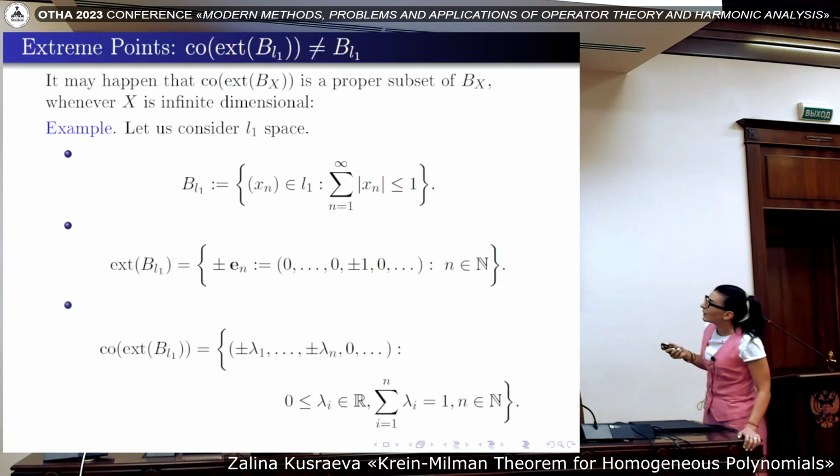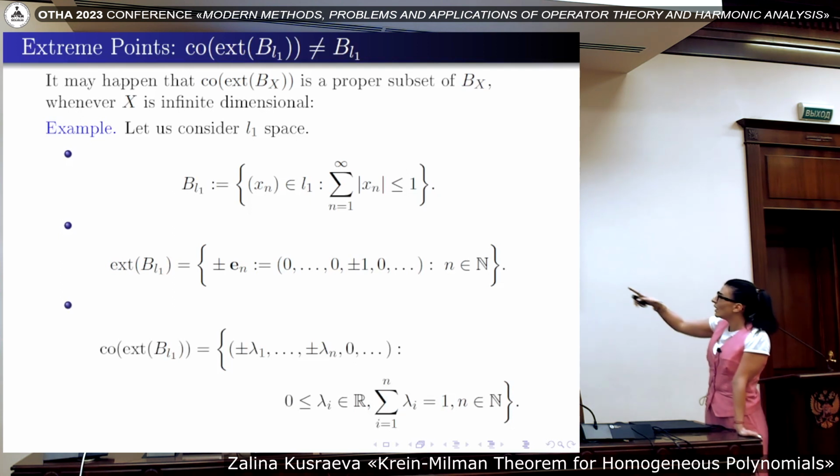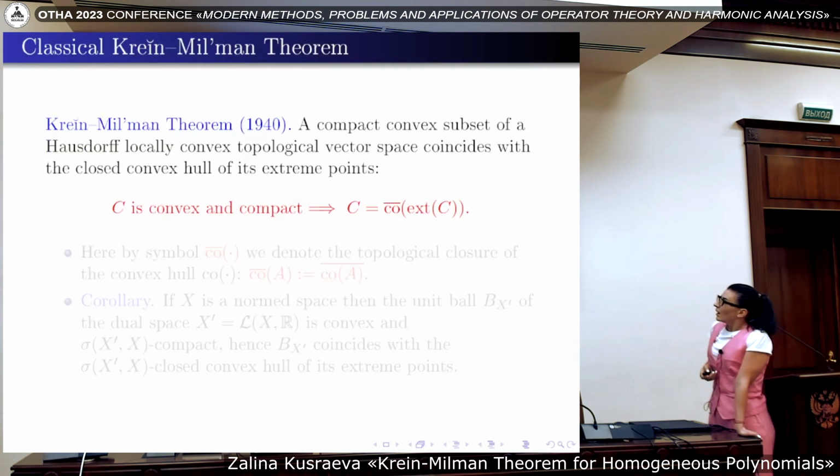And the convex hull of its extreme points looks as follows. It means that it is essentially the sequences which are eventually equal to 0. And from this example, one can see that the convex hull of the set of extreme points of the unit ball doesn't coincide with the unit ball itself.